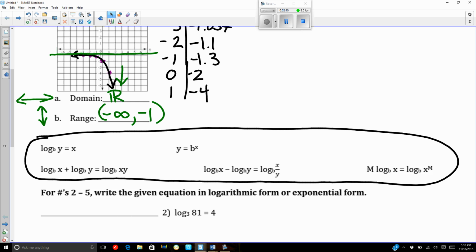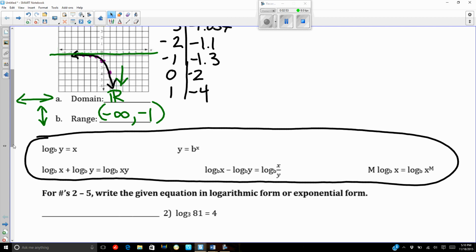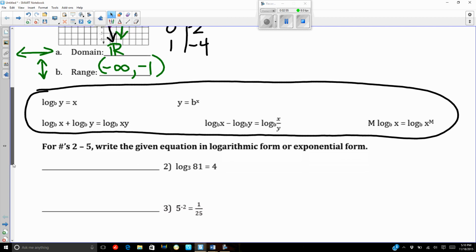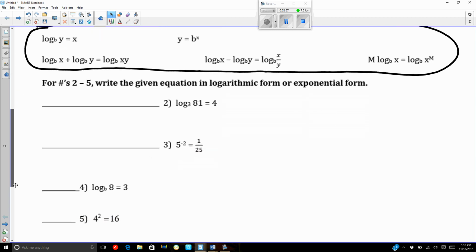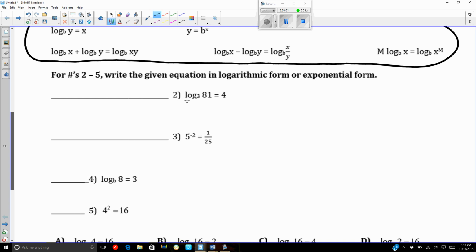So as we read the instructions for questions 2 through 5, it's asking, write the given equation in log form or exponential form. So question 2, it obviously has a log in the problem. Since it has a log in the problem, that means it's in log form. So it's in this form, log base y x. At this point, I think most of you have that formula memorized. Don't even need it on the test.